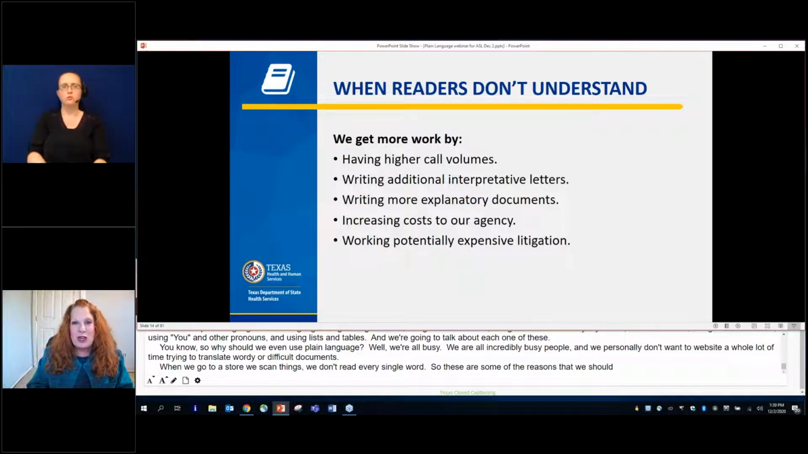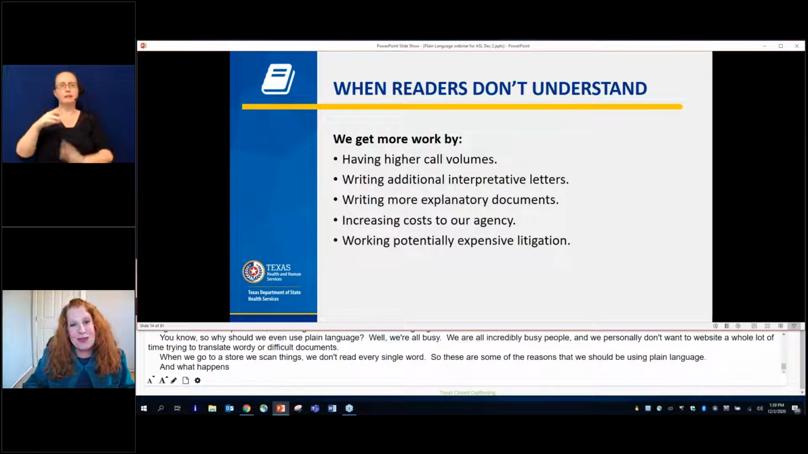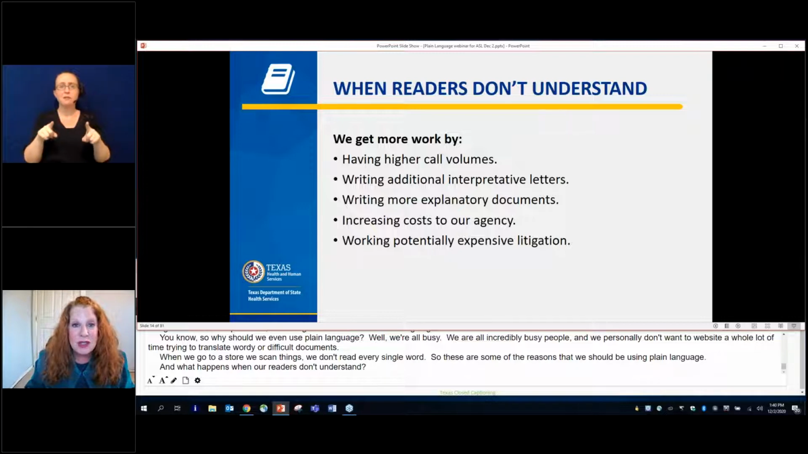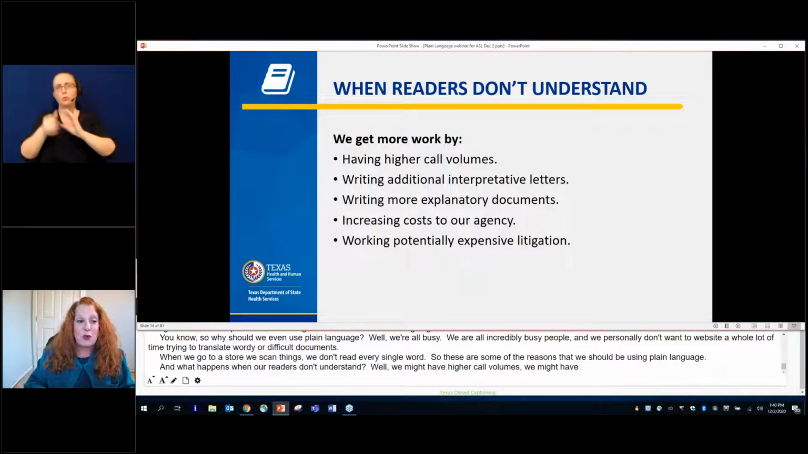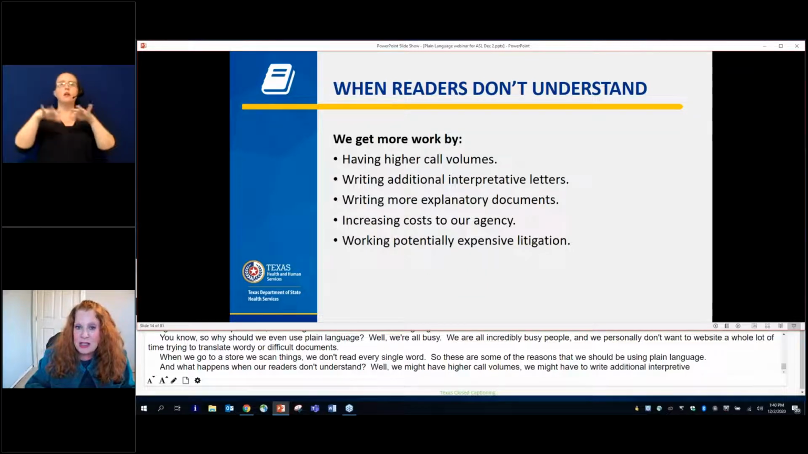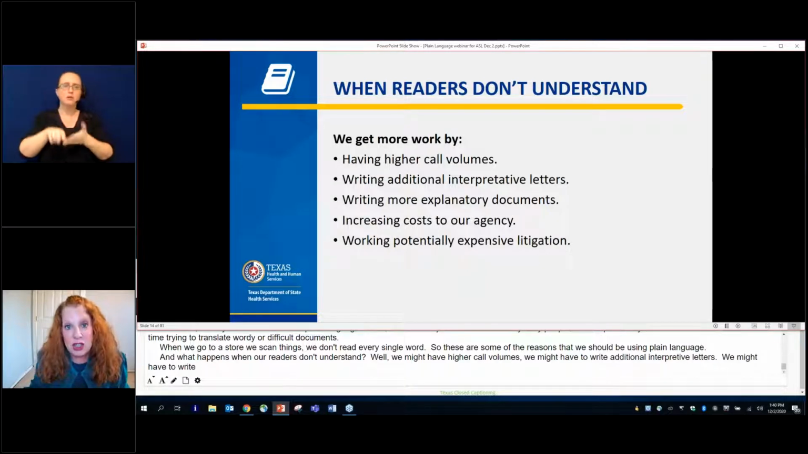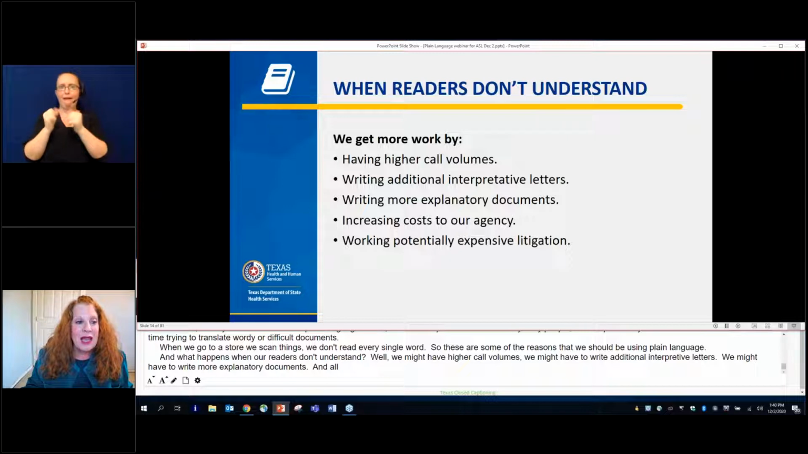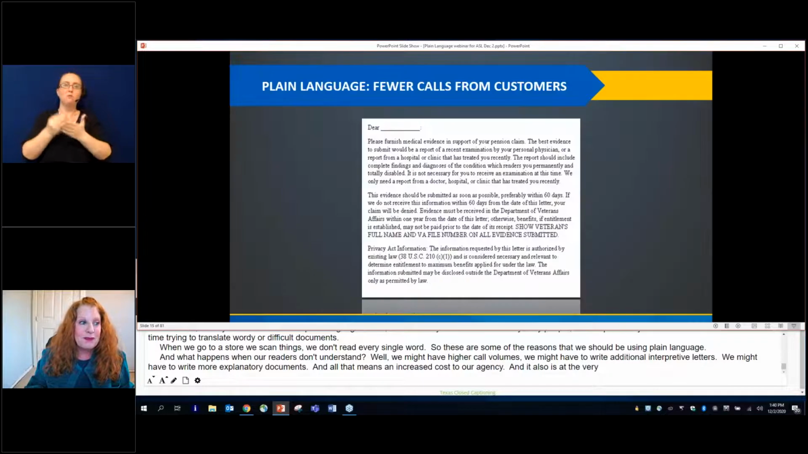And what happens when our readers don't understand? Well, we might have higher call volume. We might have to write additional interpretive letters. We might have to write more explanatory documents. And all that means an increased cost to our agencies. And it also, at the very far extreme, means potential and expensive litigation.